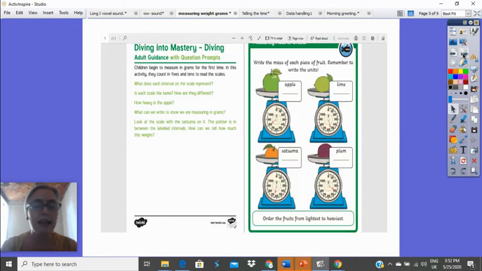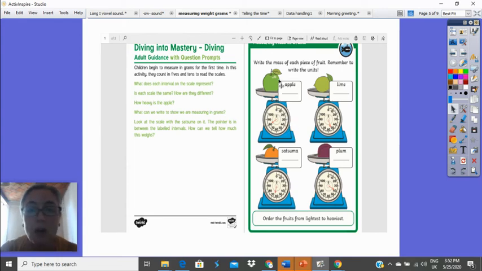Now, what is your task for today? Well, it's the same as last week, only this time you are going to be working in grams. On the left-hand side of the page, it gives you and your moms and dads lots of questions to help you answer the maths problems, okay? So they ask you, what does each interval on the scale represent? So here we go. This is the scale, and the intervals are the spaces or the amount by which it increases up the scale, okay?